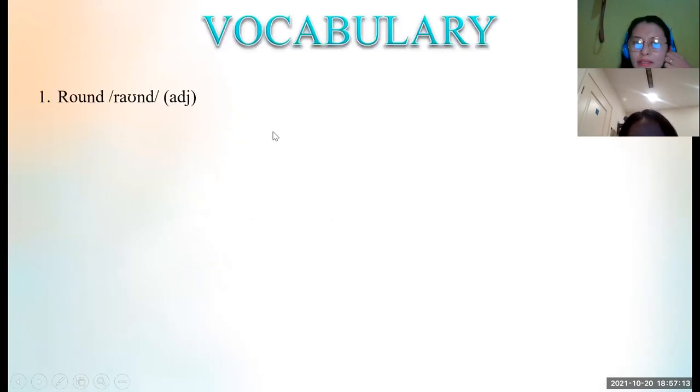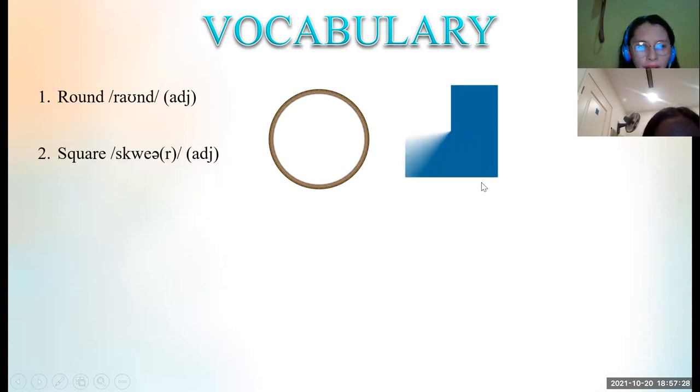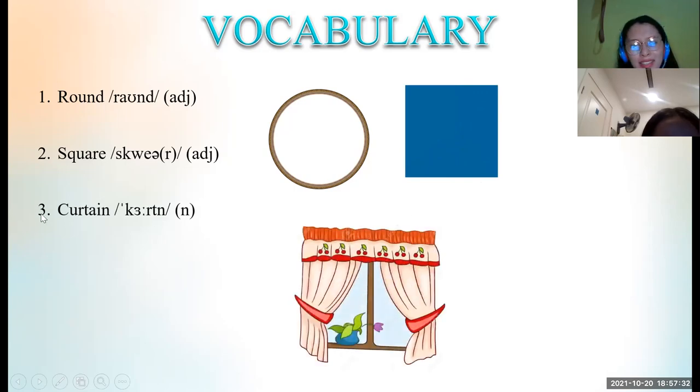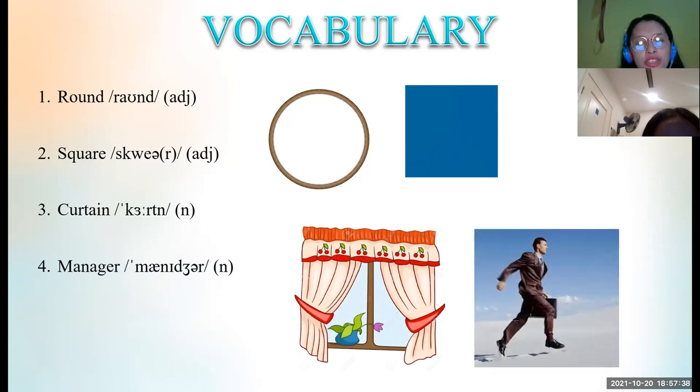Okay. So here are some vocabulary words first. The first word there is round. Okay, round. As you can see here, that is round. Another one is square. Curtain. Okay, that is a curtain. Manager. Okay, the manager. Do you know what is the work of a manager?